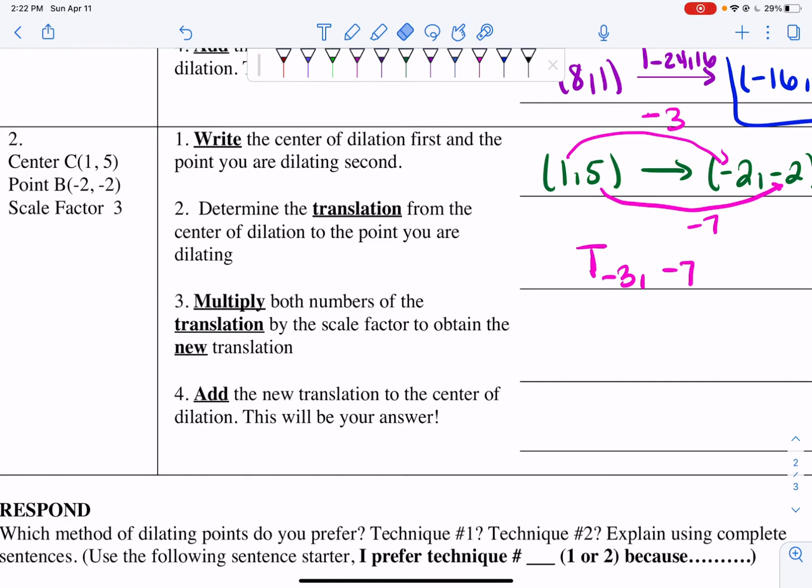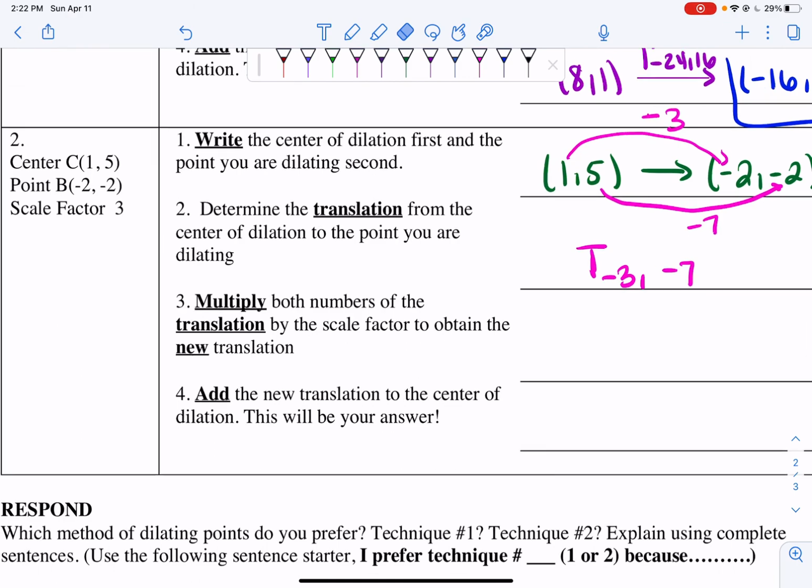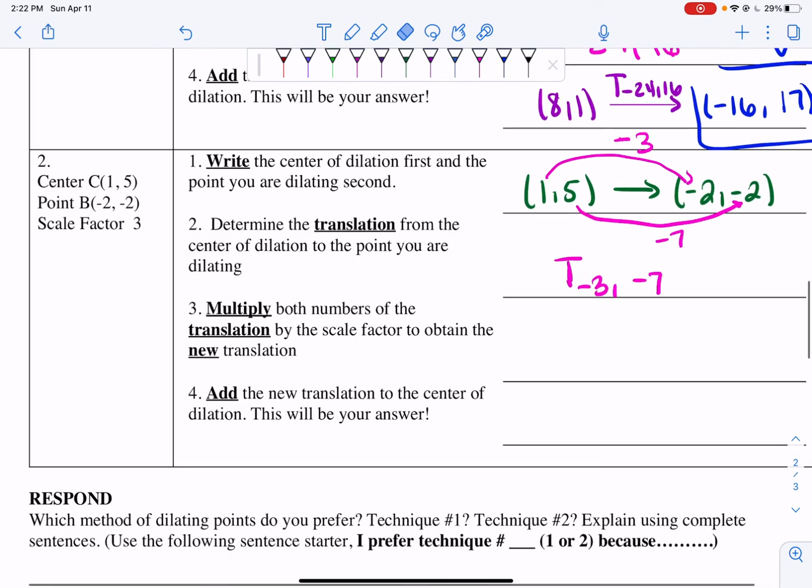Step 3 says multiply both numbers of the translation by the scale factor to obtain your new translation. So I'm going to multiply both of these values right here by 3, because that's my scale factor. So 3 times -3 is -9. 3 times -7 is -21. So now I have a translation of -9, -21.